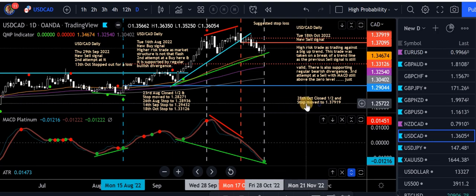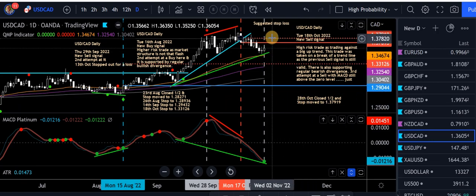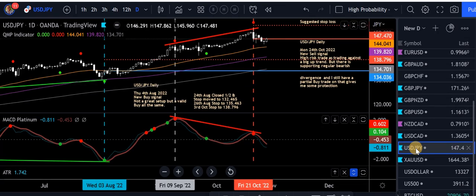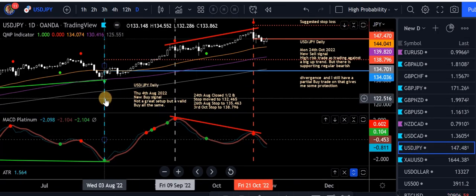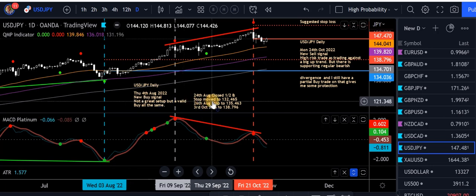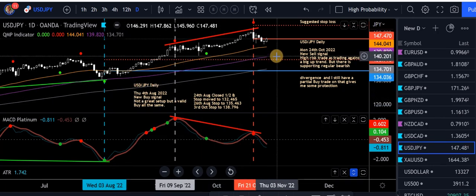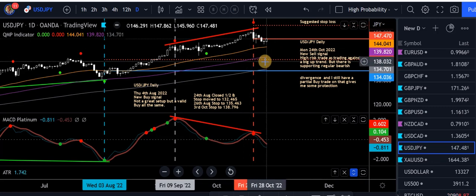Right, so good. So that's the USD CAD, looking good on both trades there. USD Japanese yen in a buy still from all the way back here, 4th of August. I'm just plodding along, trailing the stop up. Probably during the week I might just drag the stop up a little bit higher. In the meantime, we can't lose on the buy.